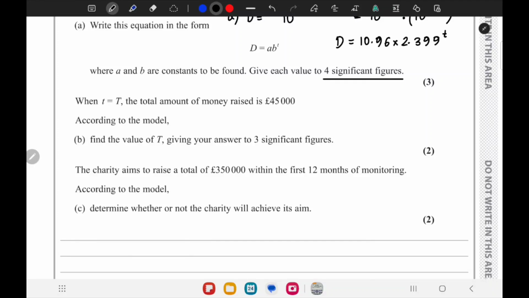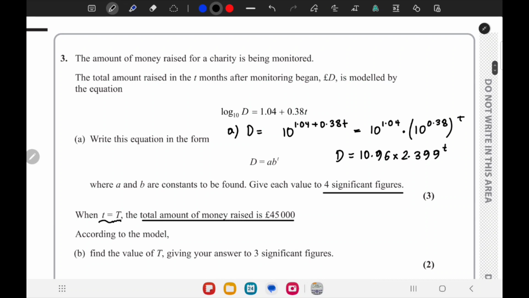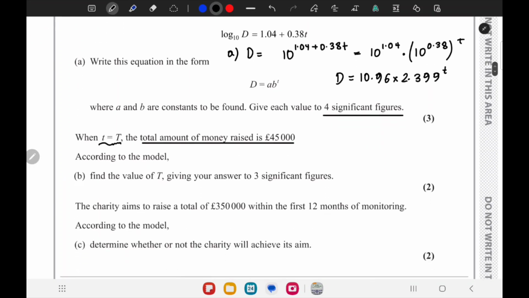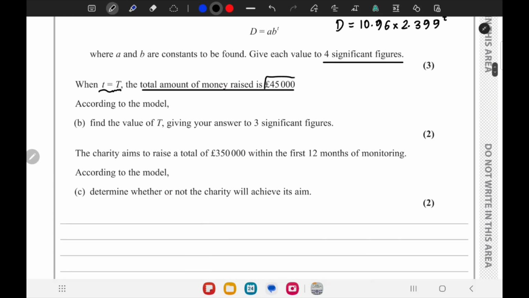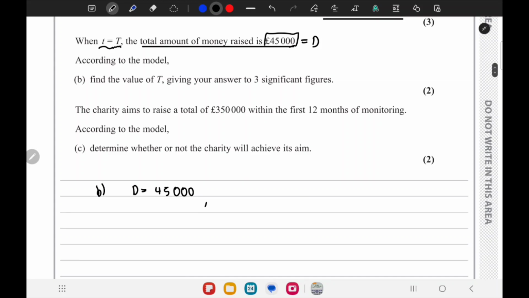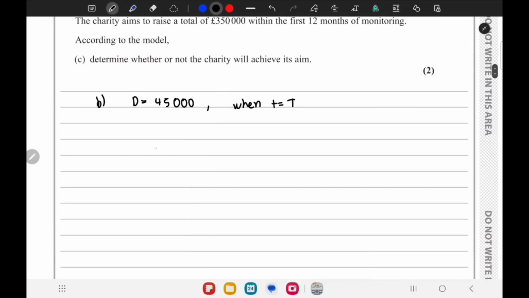In part B, they say that when t equals t, the total amount of money raised is 45,000. So total amount raised in t months is pounds d. So this is the value of d. D is 45,000. D equals 45,000 when t equals t. So we can place it in the equations.